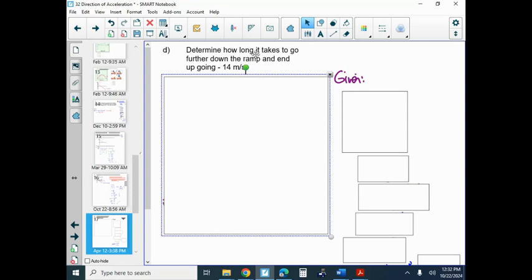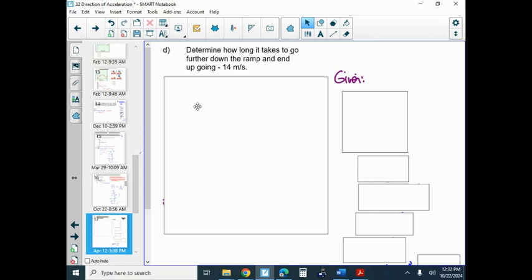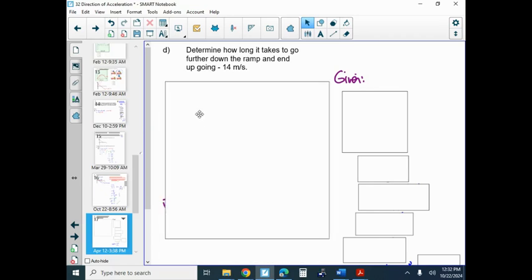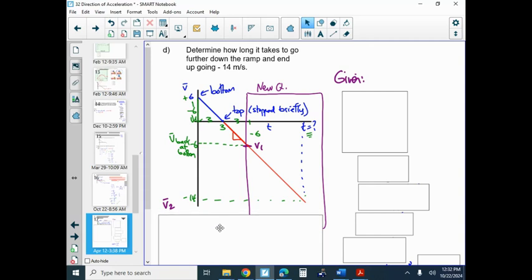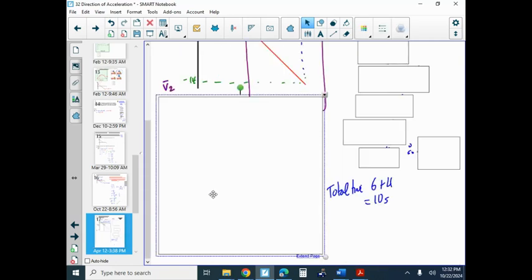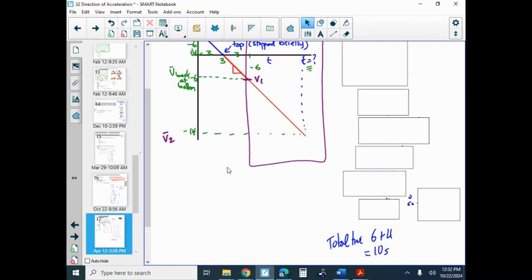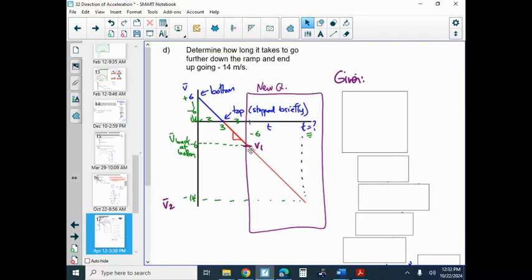This one, determine how long it takes to go further down the ramp, end up going -14 meters per second. So in this case, we have given information still, right? I'm going to just basically point out, if we extend the graph further, then we have this new question that's circled in purple. The circle in purple is basically, now we have this starting velocity of -6, right? It's how much longer. I guess I'm doing this as an individual question here, and then I could add the 6 onto it.